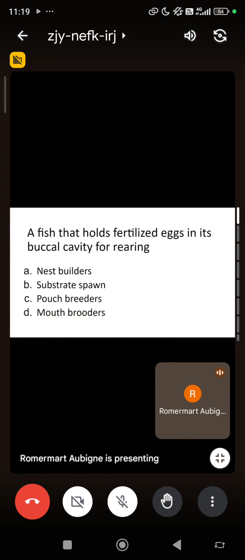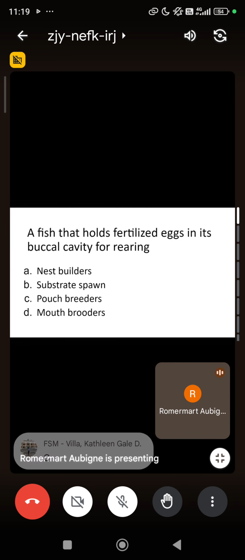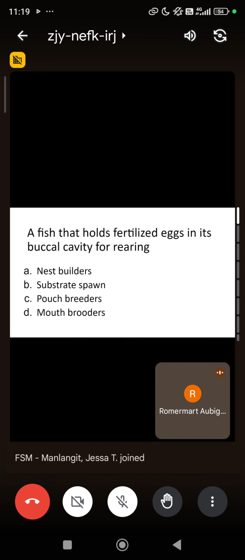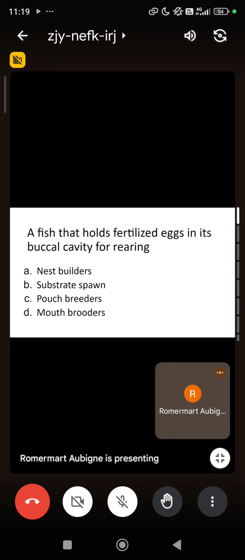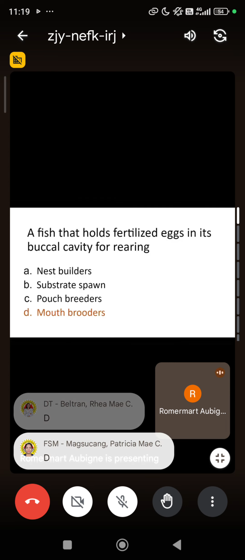A fish that holds fertilized egg in its buccal cavity for rearing. What do you call this? A. Nest builders. B. Substrate spawners. C. Pouch breeders. D. Mouth brooders. Correct answer is mouth brooders.